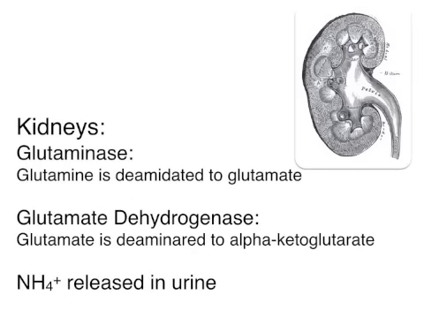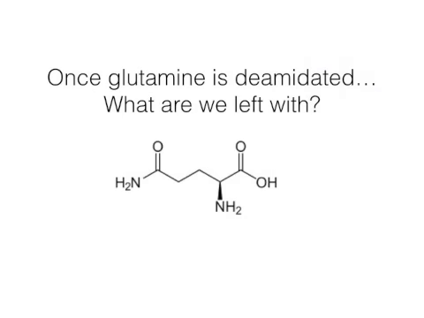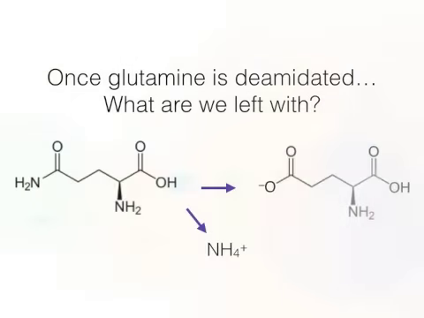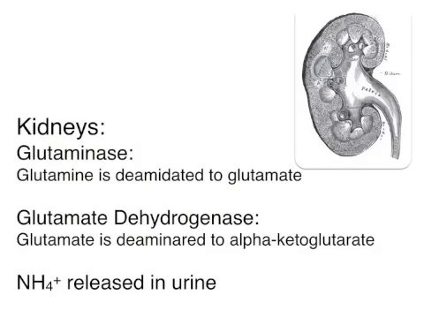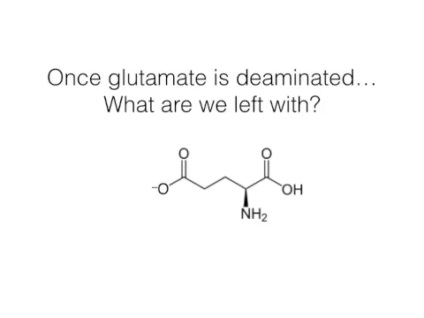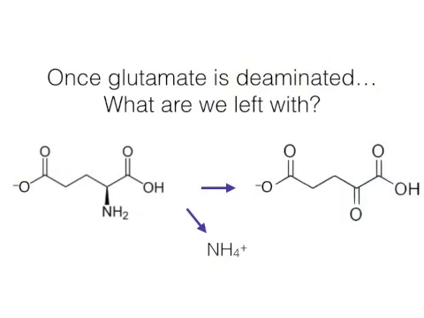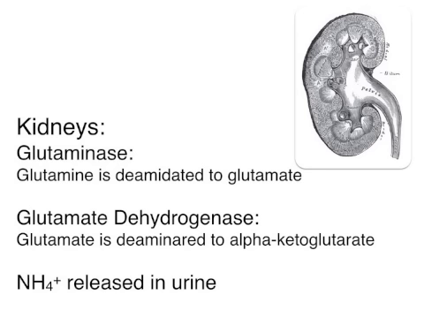In the kidneys, glutaminase and glutamate dehydrogenase are important. Glutaminase is used to deamidate glutamine. Now, once glutamine is deamidated, what are we left with? We're left with glutamate. And then glutamate can be deaminated by glutamate dehydrogenase. And once we release ammonium from glutamate, what does that make? That makes alpha-ketoglutarate.